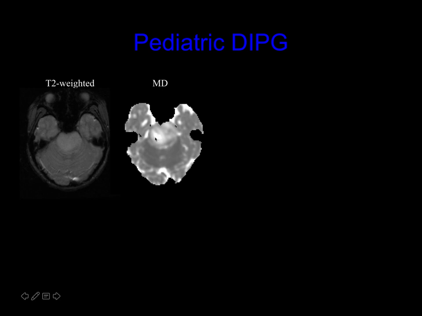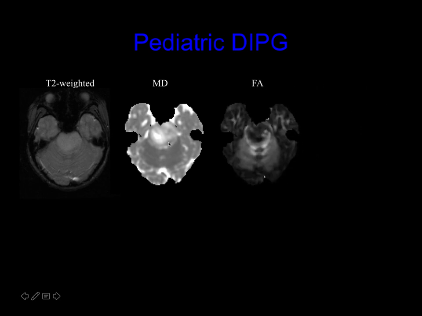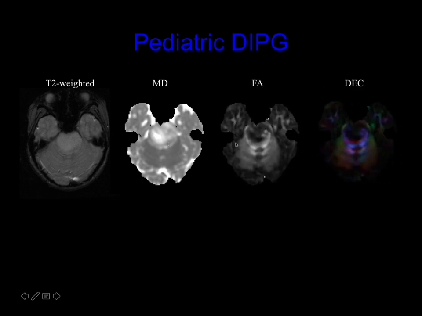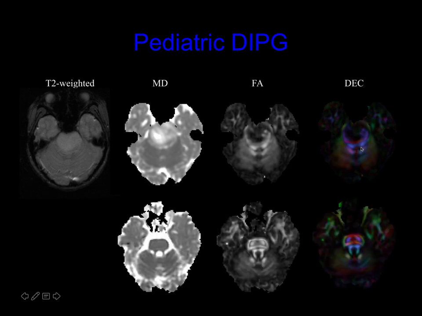Then you can start to see that there is some heterogeneity to the tumor here, because there are areas where there's a greater diffusion coefficient and areas where there's less. And then the fractional anisotropy and the directionally encoded map start to tell us that there are still some white matter tracts that are intact, just maybe displaced. If you compare this to a healthy brainstem in the pons area, you can see that some of these fibers may still be intact, just displaced. So we get more and more information from the diffusion compared to just the anatomical.